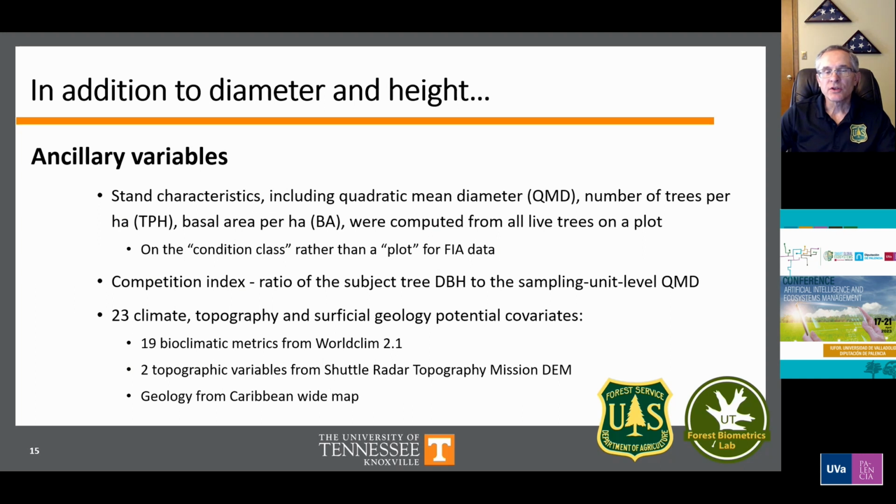Now, in addition to this plot measurement data, we also have ancillary variables. We calculated some scan characteristics, including the quadratic mean diameter, number of trees, basal area, etc., and also a competition index, which was the ratio of the subject tree's DBH to a sampling unit level quadratic mean diameter. We also had 23 climate, topography, and superficial geology potential covariates that we were able to include in our models.